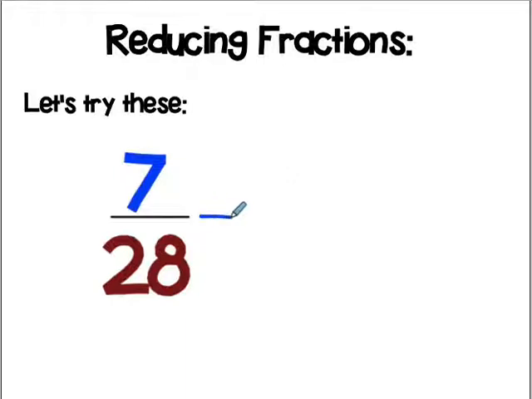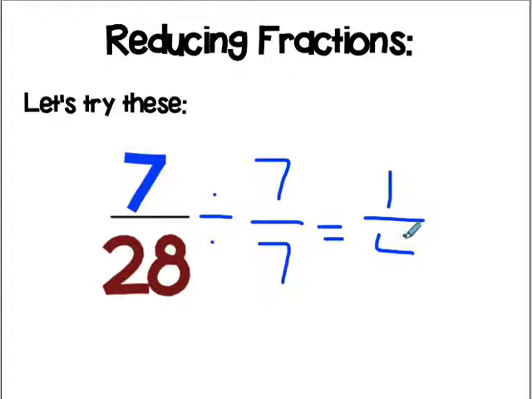7 over 28. We ask ourselves, does 7 fit into 28 perfectly? Again, the answer is yes. 7 does fit into 28 perfectly, so we're going to divide by 7 over 7. 7 divided by 7 is 1. 28 divided by 7 is 4.